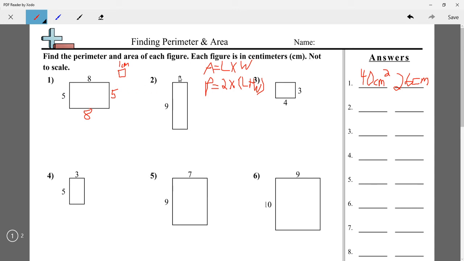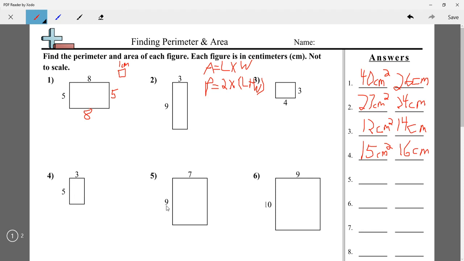So length plus width, and then we can do times 2. So we have 9 plus 3 is 12, times 2 is 24 centimeters, and then we are multiplying them. 9 times 3 is 27 centimeters squared. 3 plus 4 is 7, and then times 2 would be 14 centimeters for the perimeter, and then 3 times 4 is 12 centimeters squared. So this isn't too hard, right? 3 times 5 is 15 centimeters squared, and then 3 plus 5 is 8, and then times 2 is 16 centimeters.